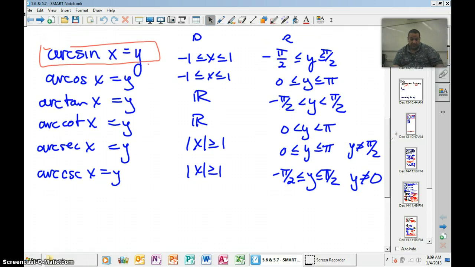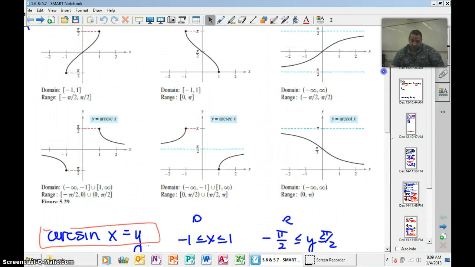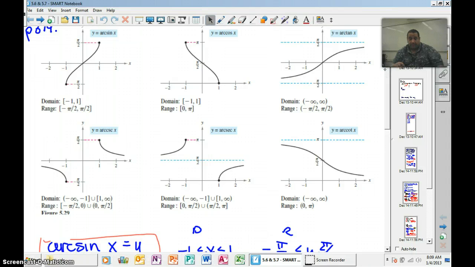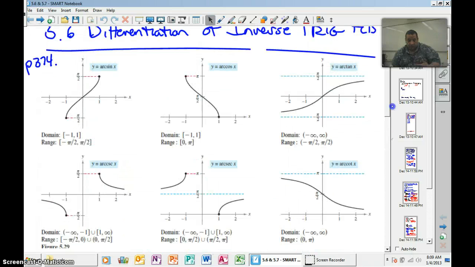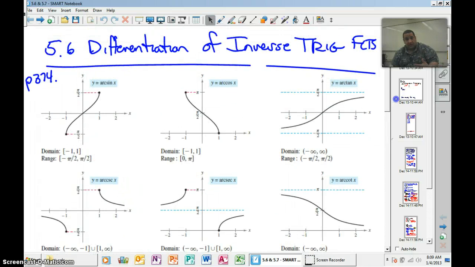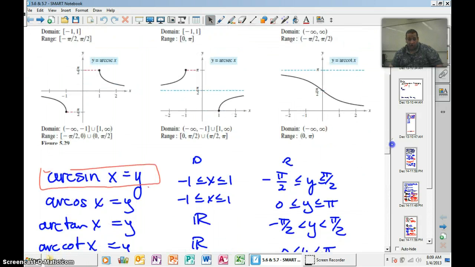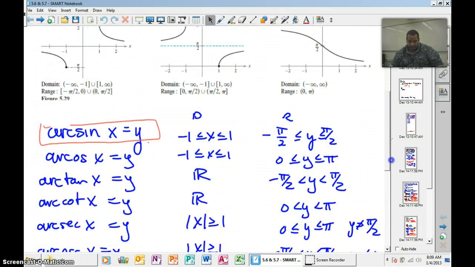The domain, if you look at the graph, is always the x values, the range is always the y values. So it's important to know the domain and range of these functions. By knowing the domain and range of the functions and the way they look, you might get an idea of how to solve some problems. So this is really what we're going to be doing. We're going to take these inverse trig functions and we're going to start differentiating and integrating them.